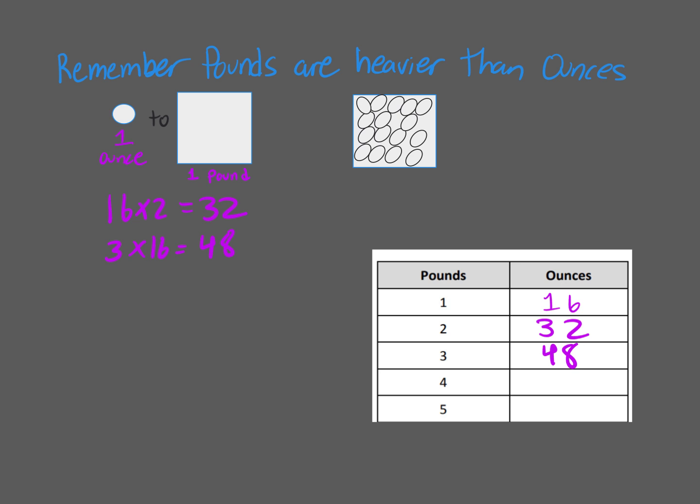Next is 4 pounds, so we can do 16 times 4, and just remember we can also write it as 4 times 16. It is the same thing, and they are both equal to 64. So 4 pounds has 64 ounces. And finally, for 5 pounds, we're going to do 5 times 16, which is equal to 80. So there are 80 ounces in 5 pounds.